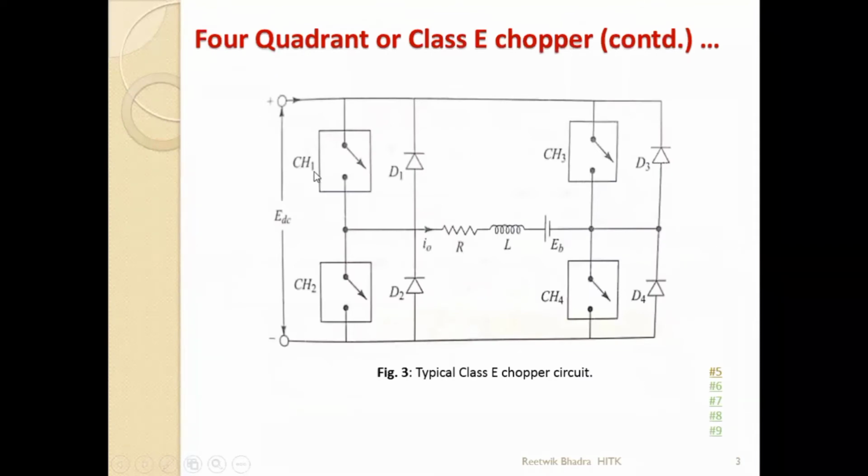If you name this CH1 as CH2, CH4 as CH3, then you will get confused, because you have to operate this accordingly. In order to get operation in quadrant 1, CH1 operated. Quadrant 2 operation, CH2 has been operated. So naming of the switches and diodes are very important, and corresponding to CH2 will be D2. CH1 corresponding will be D1. Like this naming is done. So naming is very important.